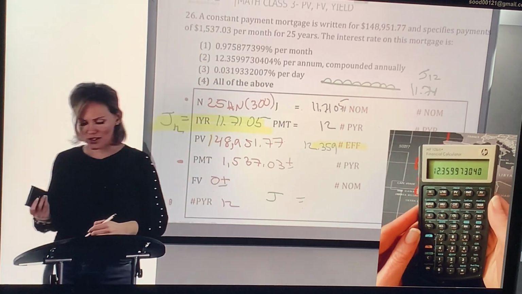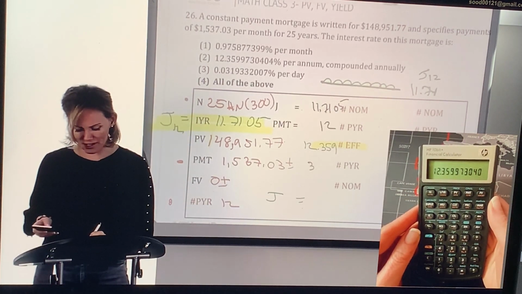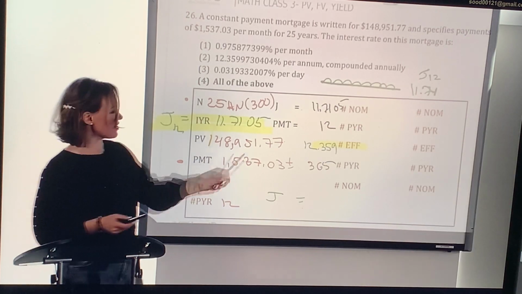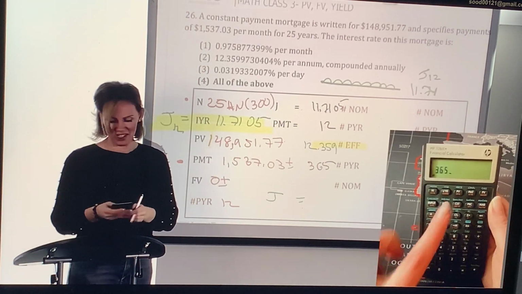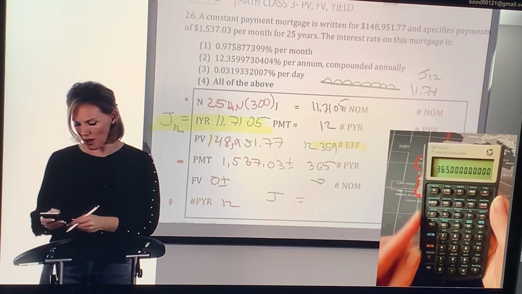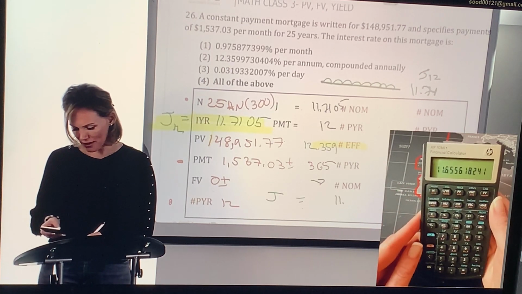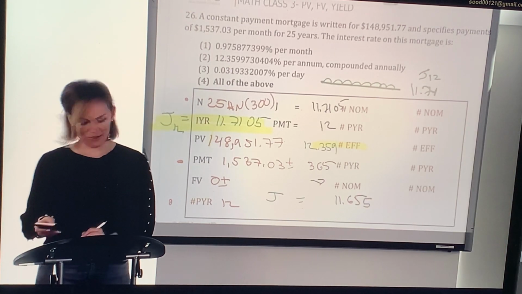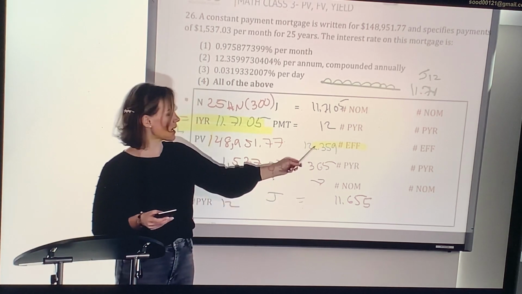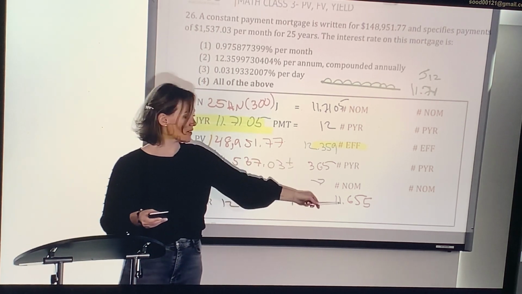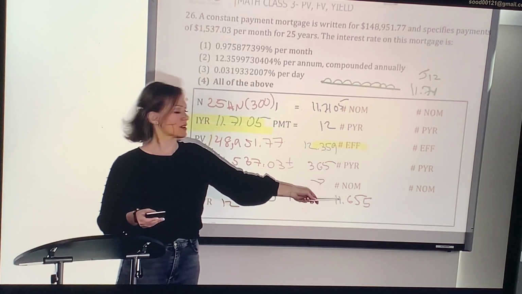Now let's change your PYR. How do we change PYR? We just put the new PYR in. So if I want to see daily, I'll do 365, shift PYR. Do it right now. 365, shift PYR. And I'll press shift nom. And mine comes up to 11.655 something, right? So if I took my annual rate and converted to 365, I got 11.655. What's this? Is that a J what?